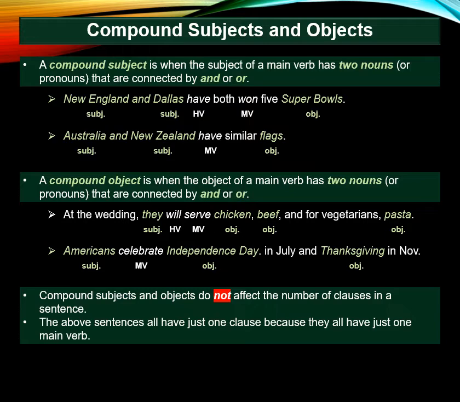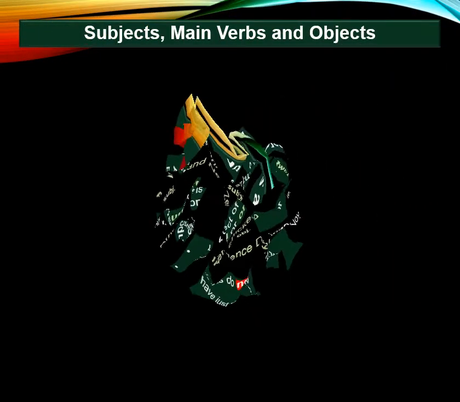Compound subjects and objects do not affect the number of clauses in a sentence, the way I count them. The above sentences all have just 1 clause because they all have just 1 main verb. So let's look more specifically at subjects, verbs, and objects.